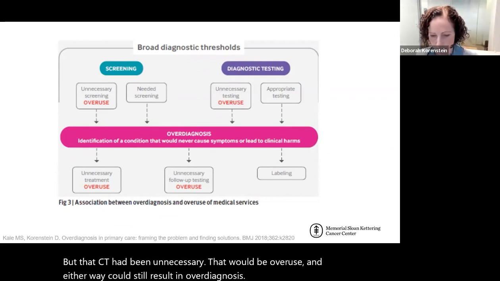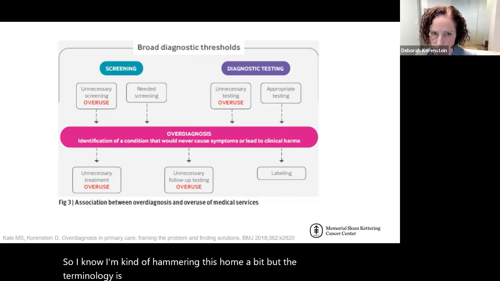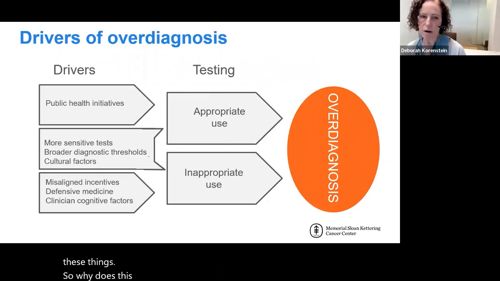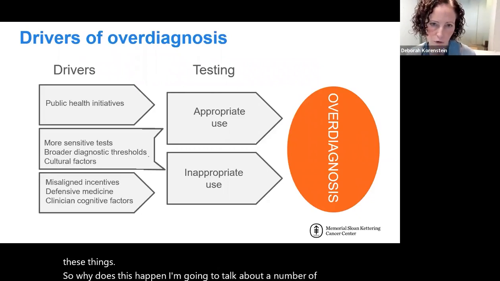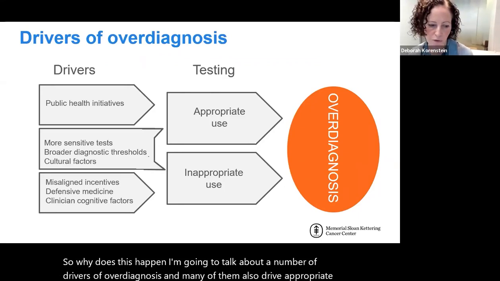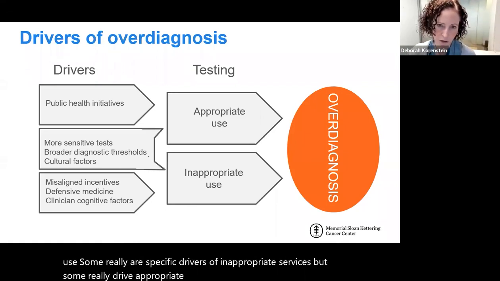So I know I'm kind of hammering this home a bit, but the terminology is actually important for being able to talk about these things. So why does this happen? I'm going to talk about a number of drivers of overdiagnosis, and many of them also drive appropriate use. Some really are specific drivers of inappropriate services, but some drive both appropriate and inappropriate services, but all of them drive overuse.